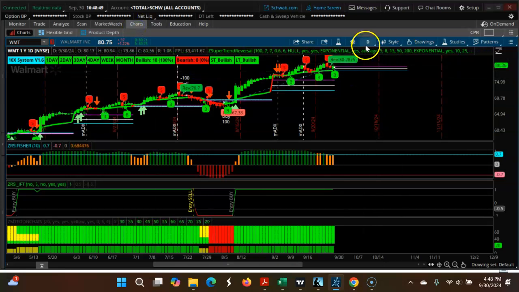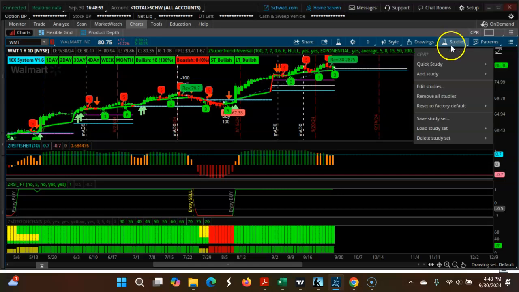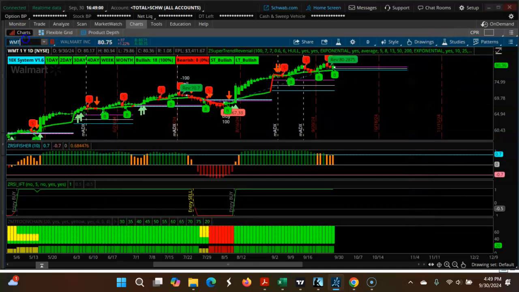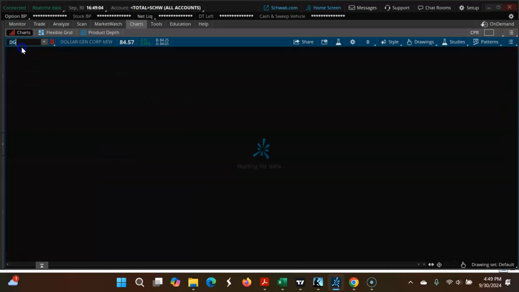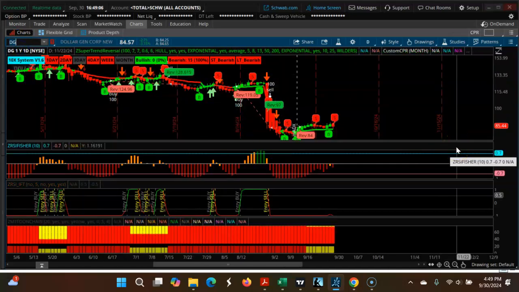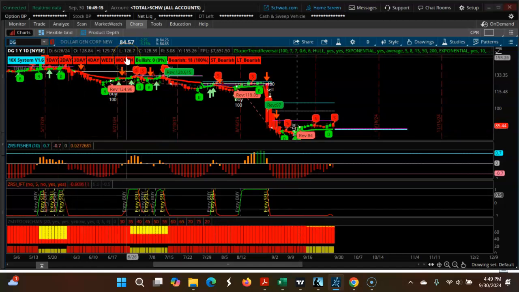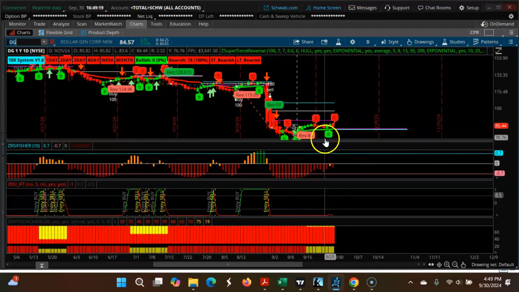So we have a daily, and then if you look at the CPR, it's basically all monthly. So now let's look at DG. You can see that it's a downtrending CPR, all bearish. So long-term time frame also bearish. So you want to go bearish on this.